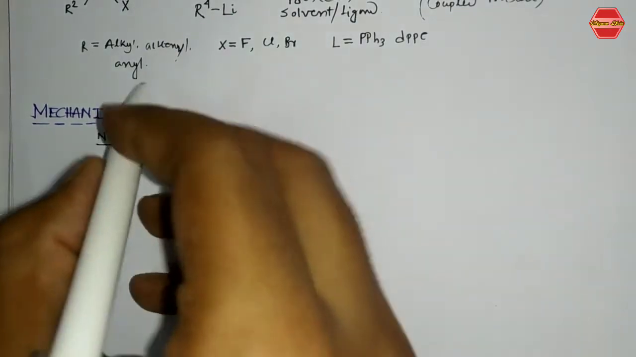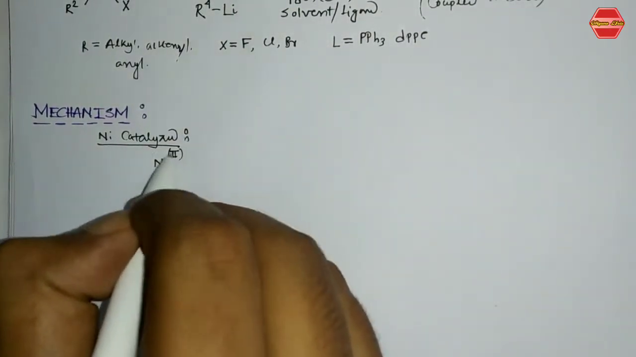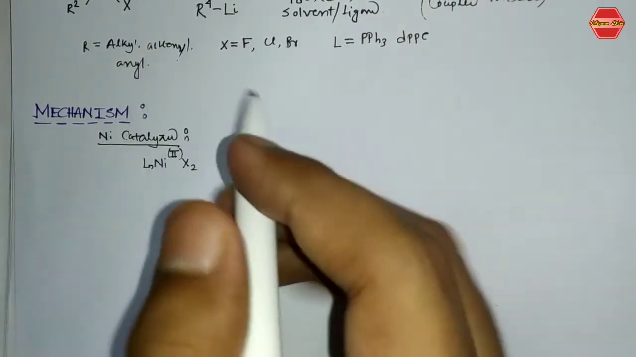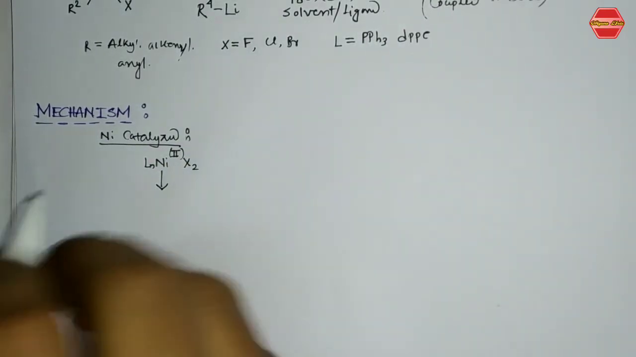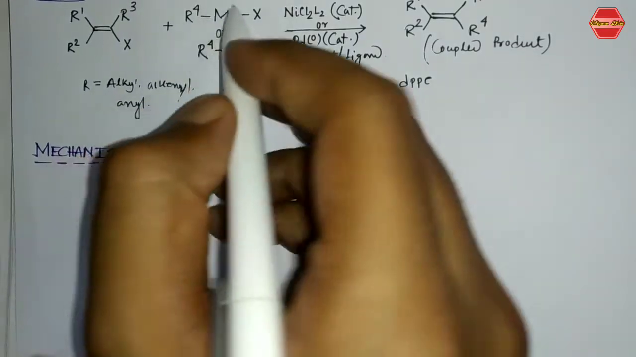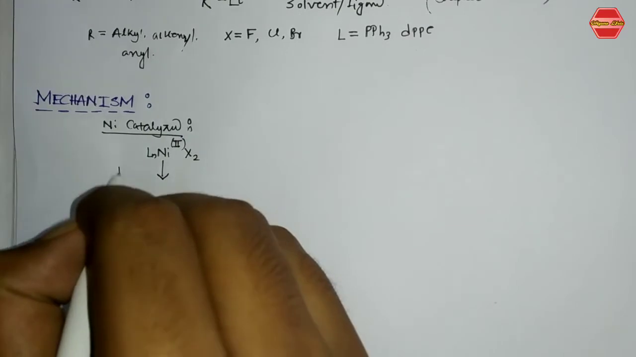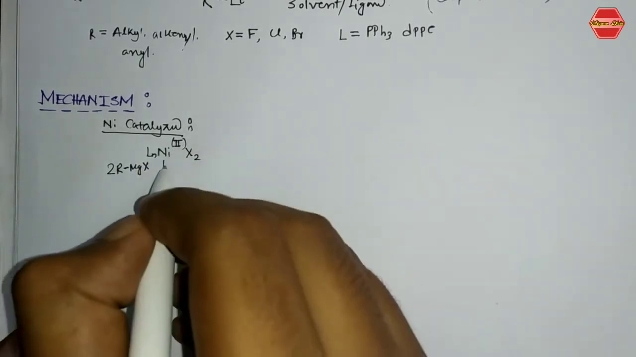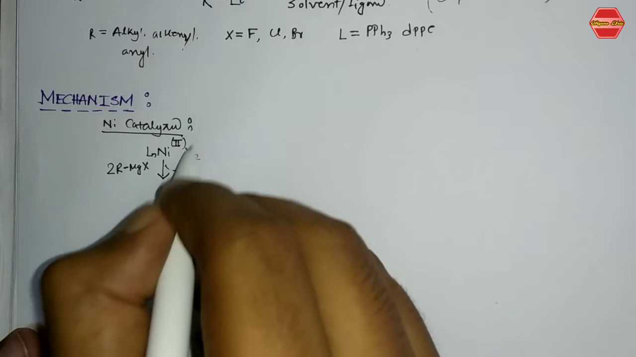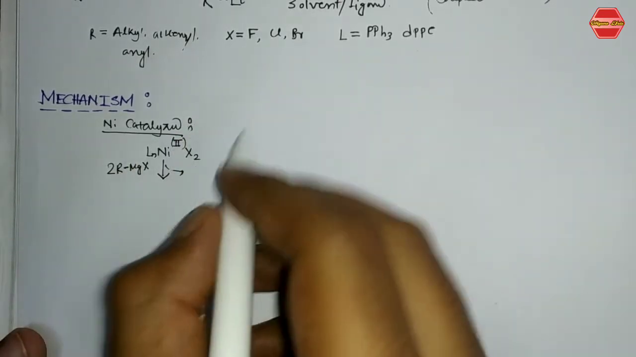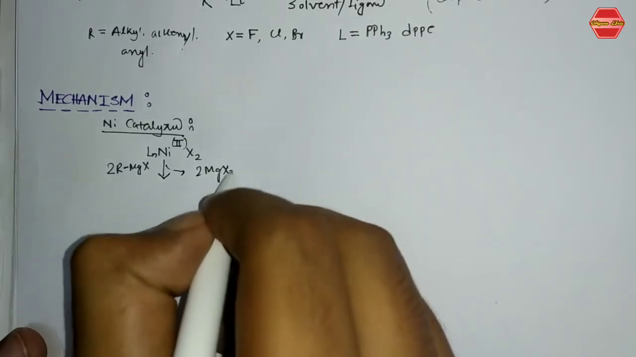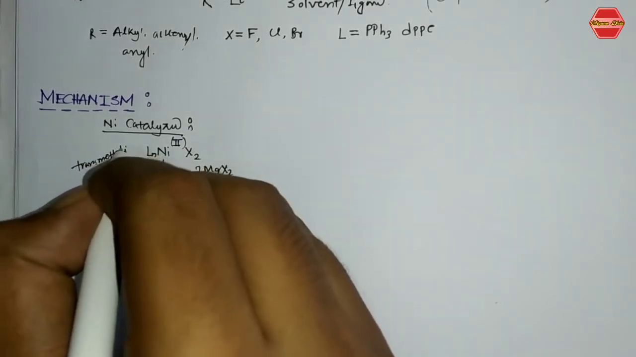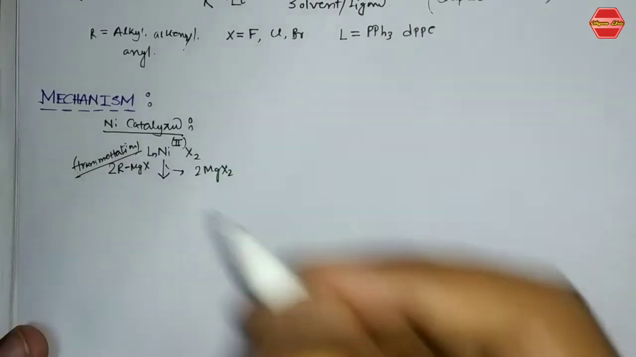So we are starting with this nickel, which is in oxidation state 2, along with 2 ligands, and X2, where X can be Cl or Br and so on, right? We are starting with this, and we have to use R4MgX, that is a Grignard reagent. We have to use 2 equivalents of this Grignard reagent, and finally the Mg can leave from the system in the form of MgX2. So this step is basically the transmetallation. We know what transmetallation is, so this is your transmetallation step.